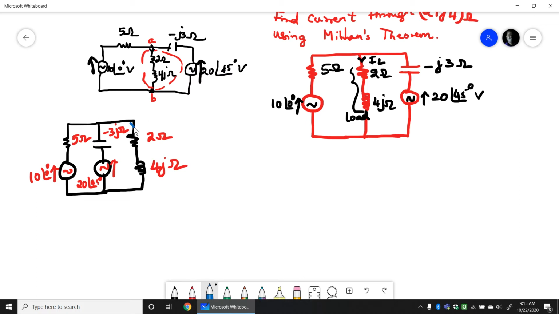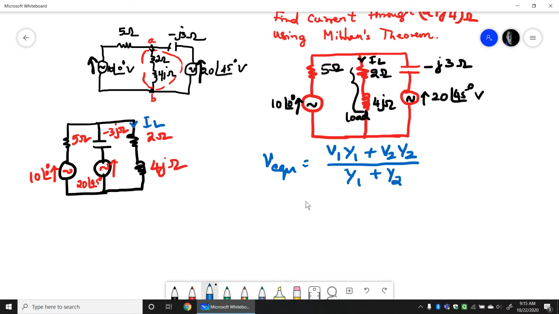So I need to find out IR. Now this is the load, which we don't consider while writing the formula. We have only 2 branches in this particular problem. Therefore Millman's theorem says V equivalent equals V1 Y1 plus V2 Y2. Only 2 branches, so the equation will reduce to 2 variables, and the denominator will be Y1 plus Y2.